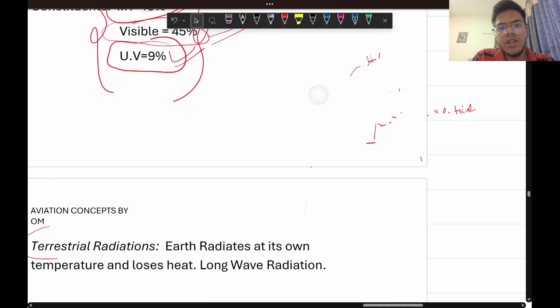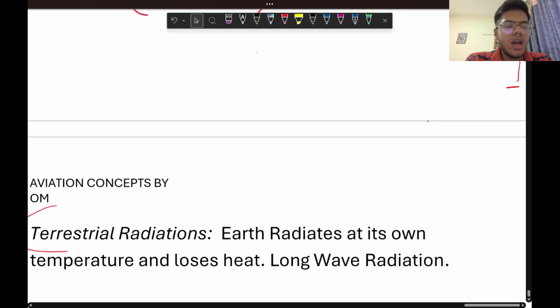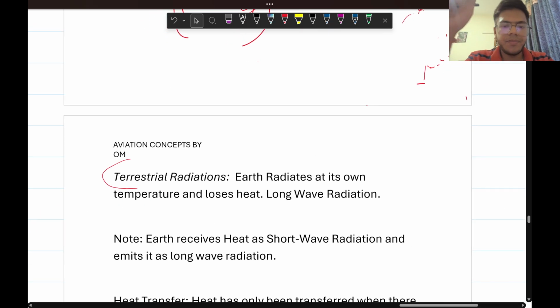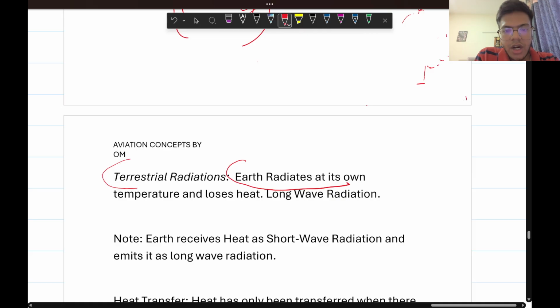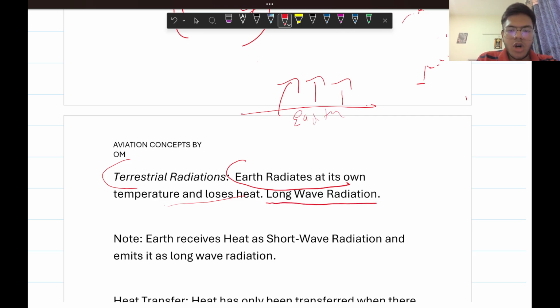What are terrestrial radiations? These radiations are long waves, because short waves are from the sun and long waves are these earth radiations. Earth radiates at its own temperature and loses heat. In this way, when this reflects back, it loses heat also, because we know the earth has its own temperature. This is a long wave radiation.